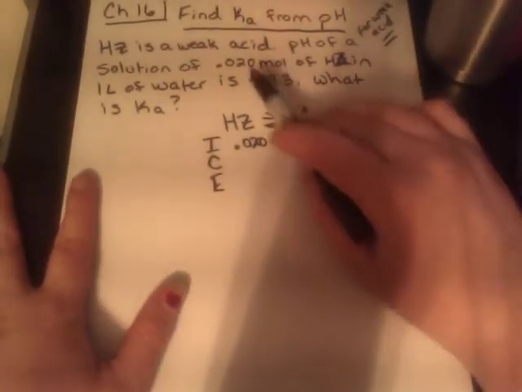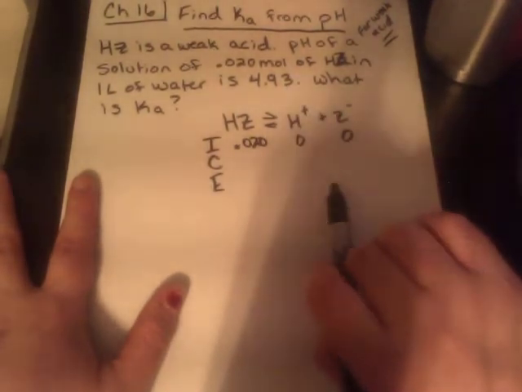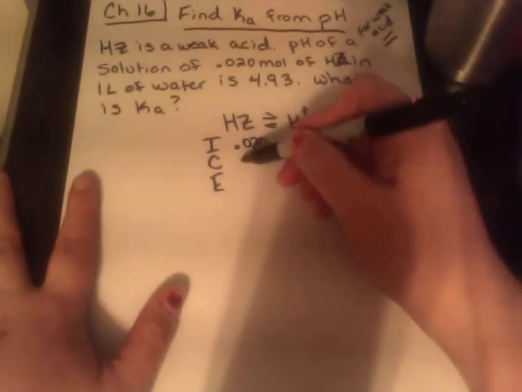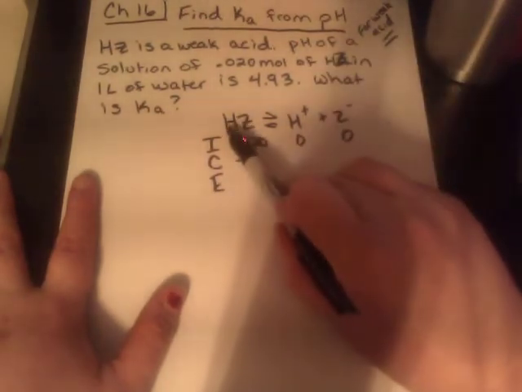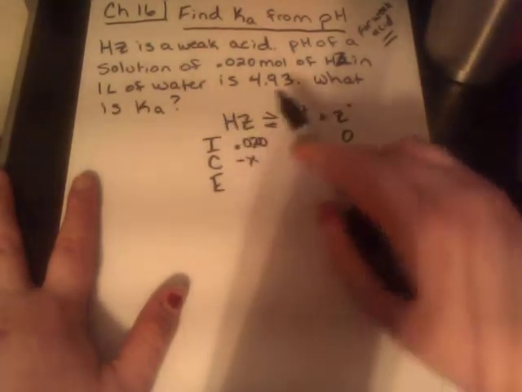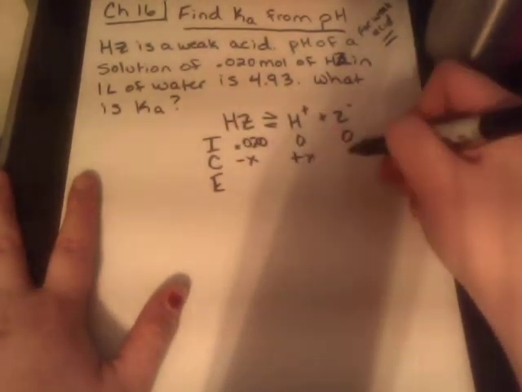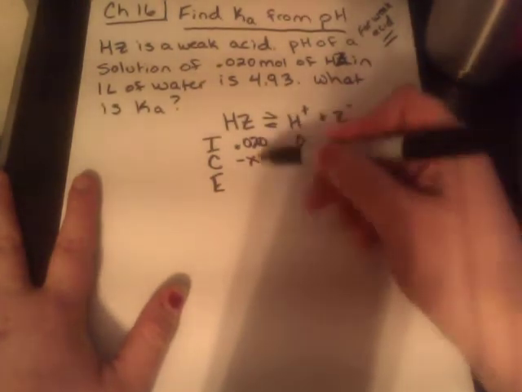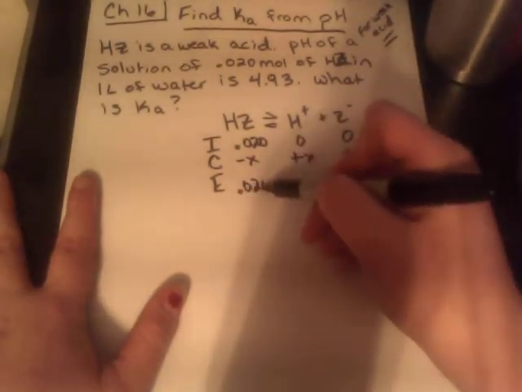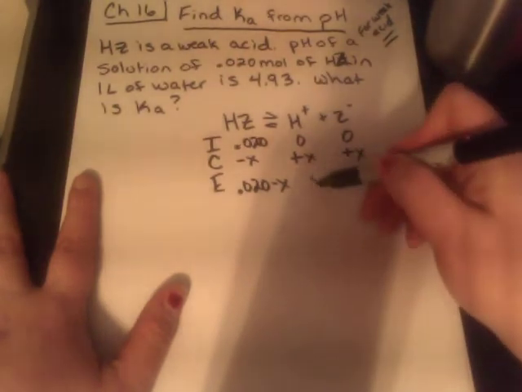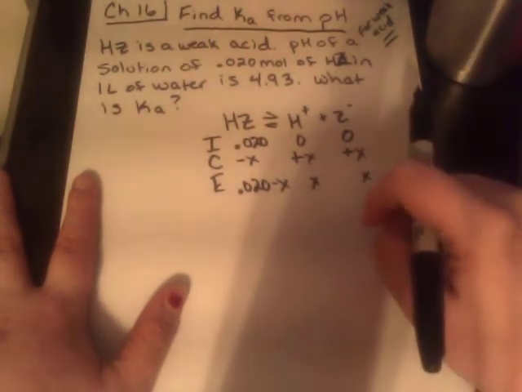So then do we know any of these final concentrations? We know that the change is going to be minus x for this, and it's only 1x because there's a coefficient of 1 here. And it's going to be plus x and plus x. So we know that it's going to be 0.020 minus x, x, and x.